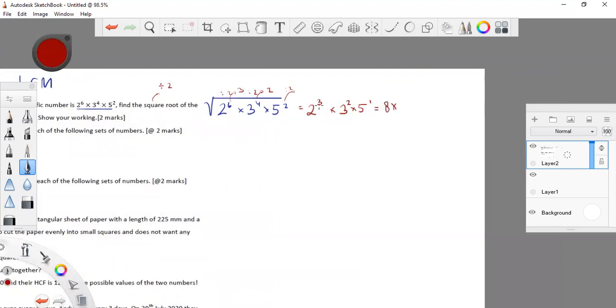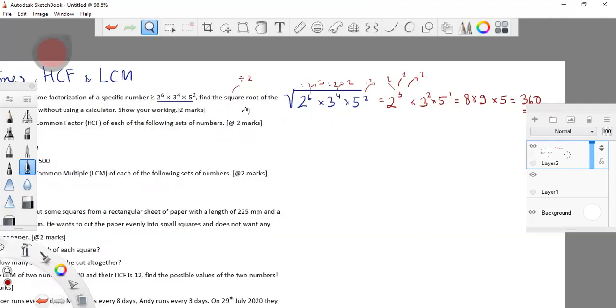2 times 2 times 2, 8. 3 times 3, 9. And 5. So if you want to calculate it, you get 8 times 9, 72. 72 times 5 is 360, right? So this will be your answer. That's all for number 1.